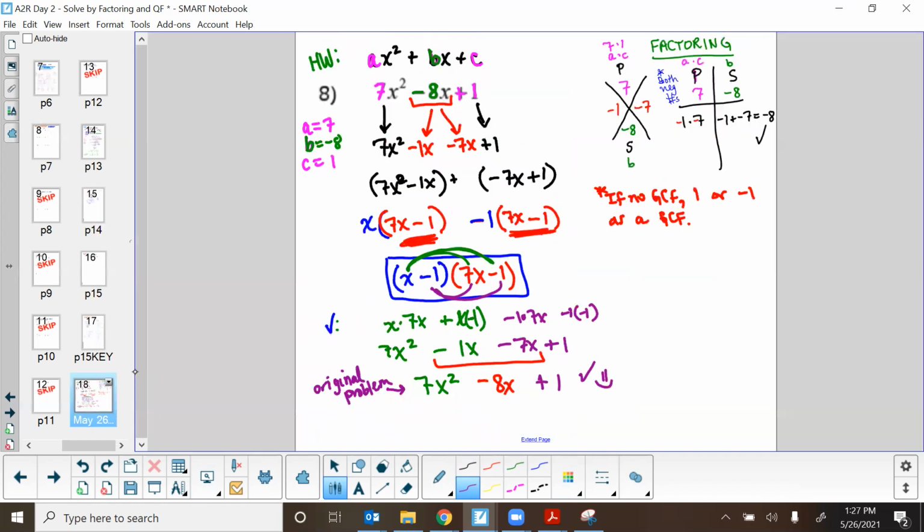So just zoom out so you can see the whole thing in case you want to take another look at it.